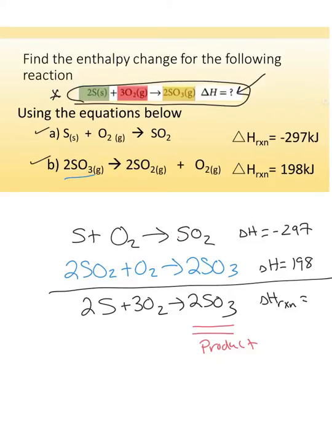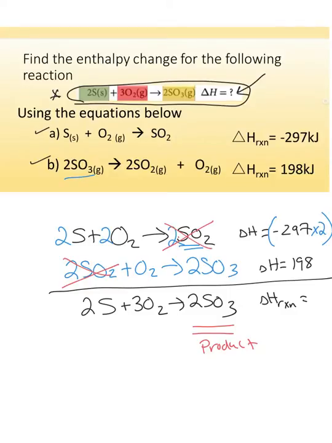So that's not good. What I want to do is make this one also 2. So I'm going to multiply this whole reaction by 2. So 2S, 2O2, 2SO2. Now when I multiply a reaction by a number, I have to multiply the delta H by the same number. Multiply this delta H by 2. That's not very neat, let me fix that. Times 2. Now you'll see that here I have 2SO2 and here I have 2SO2. So now I can cancel both of those. Okay, very good.